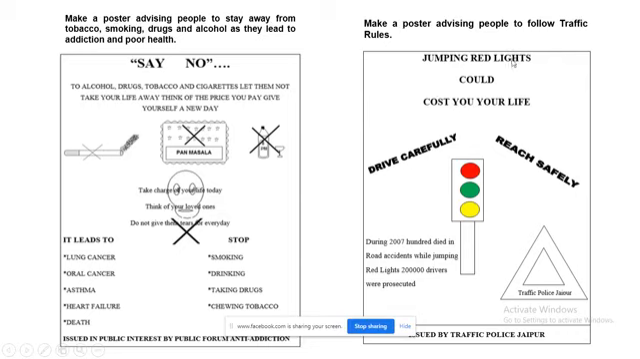Poster on following traffic rules, see. And here in the sentence case, and here you see all caps. I did simple drawing. Here also the symbol, very simple drawing.